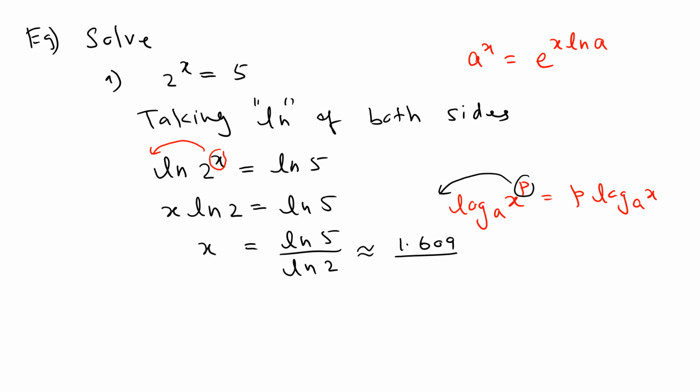1.609, and if you find ln 2, you're going to get 0.693 up to 3 decimal places. And if you solve these two, you end up getting 2.322 if you round it to 3 decimals. So that is the approximate value for the solution of this one.